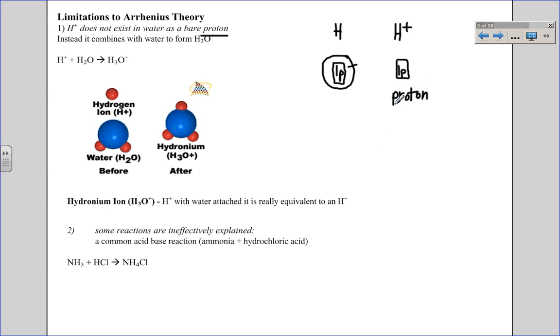Now, if we were to zoom in and look at a solution of acid, we wouldn't actually see bare protons floating around in the solution. What happens is the water molecules actually hydrate the H+. And so the water will essentially capture the hydrogen ions, and what will form instead are H3O+ ions, which are referred to as hydronium ions.